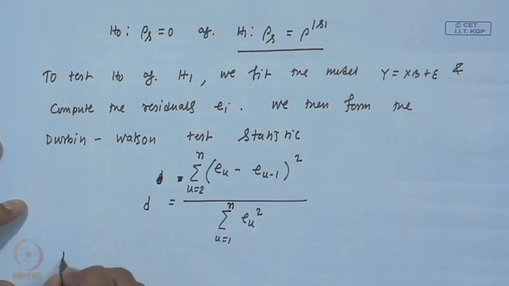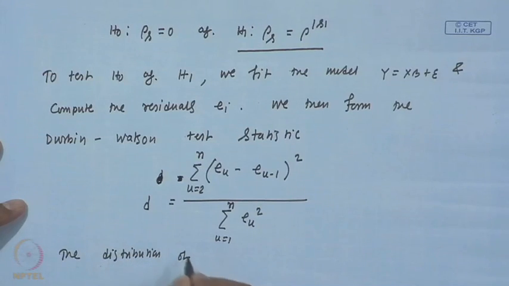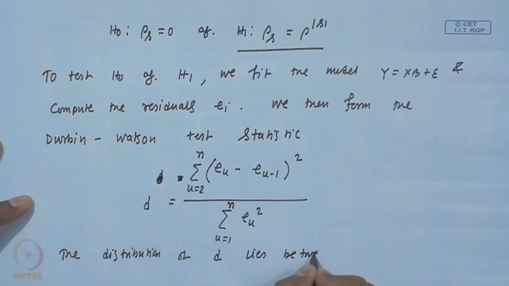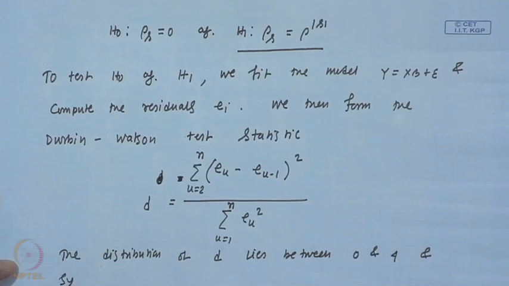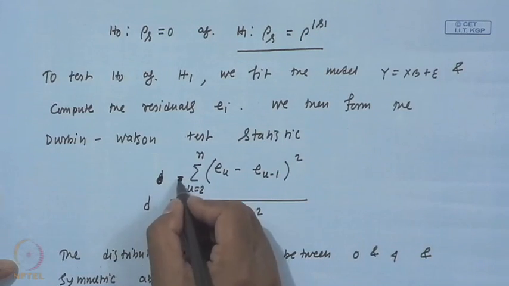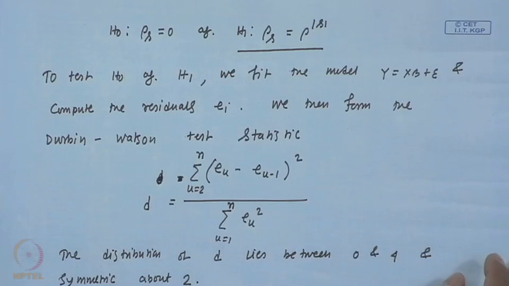So, the distribution of D lies between 0 and 4, and the distribution is symmetric about 2. Okay. So, we know the test statistic to test this hypothesis, and now we will be talking about what the critical regions are, when to reject and when to accept.